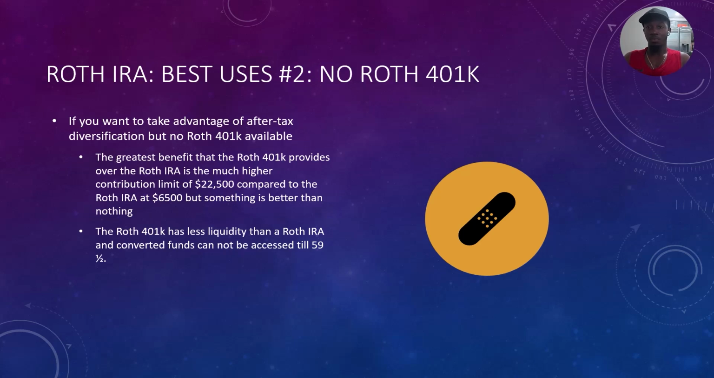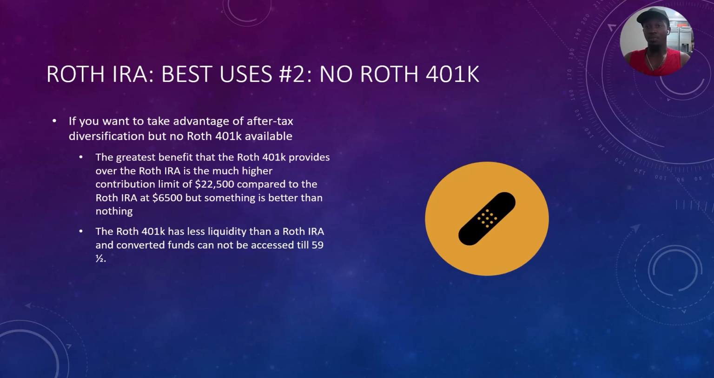There's only one problem. Your employer doesn't offer a Roth 401k. So you don't have access to that higher Roth 401k contribution limit of $22,500. So you have to settle for the $6,500 annual limit plus the $1,500 catch up at best. But at the very least, you are able to contribute to your Roth IRA on an after-tax basis, and you are able to build up your after-tax portfolio, and that's better than not being able to do it at all.